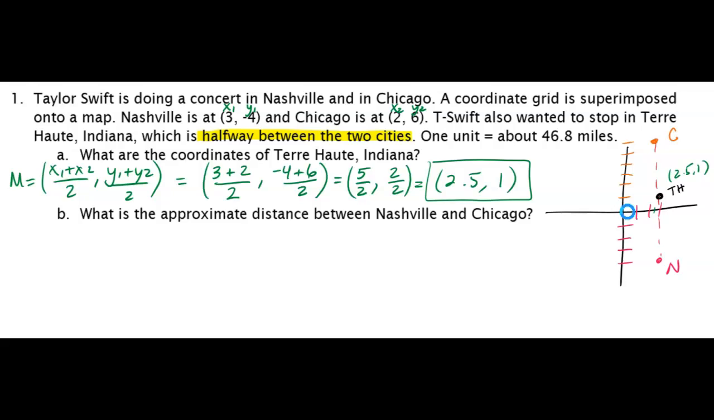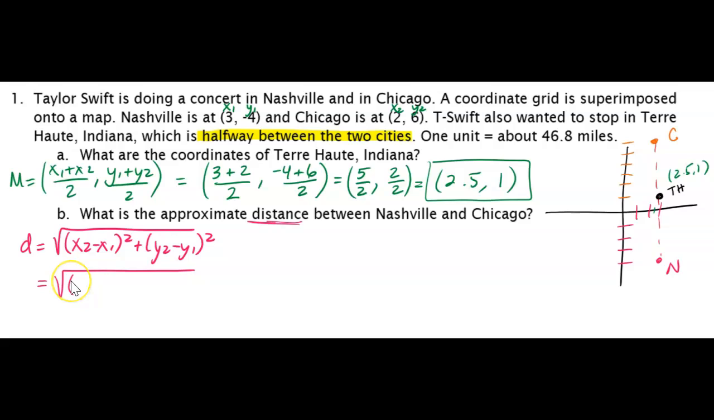So we're not talking about Terre Haute anymore. We're not going to use our midpoint. We're all done with that. We want to know what's the distance between our original points, between Nashville and Chicago. So the key word here is distance, so we're going to use the distance formula. I'm going to write that down again. It's the square root of x2 minus x1 squared plus y2 minus y1 squared. And my points are already labeled, so I'm just going to plug them right in.